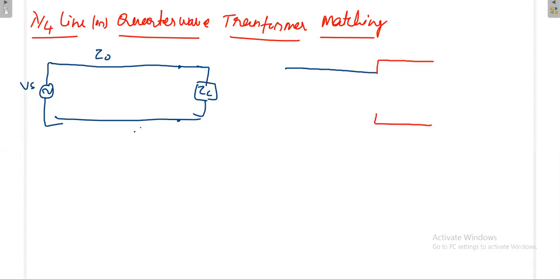Please, others mute the mic. Please check your mic, mute it. Yes, mute the mic.